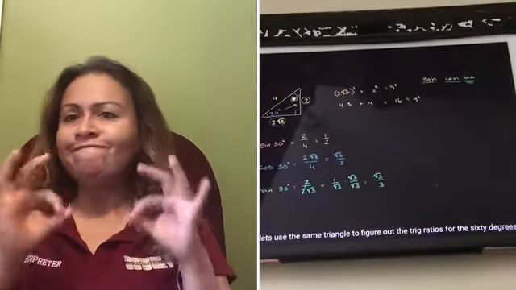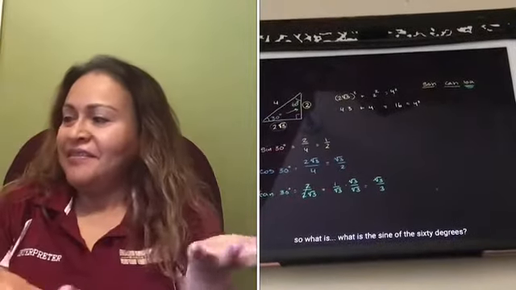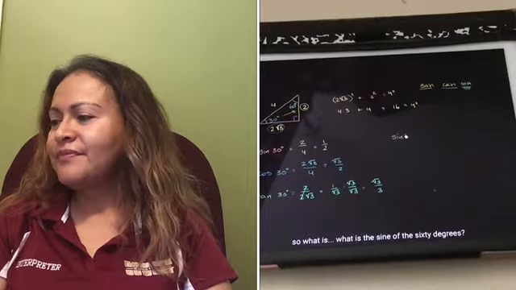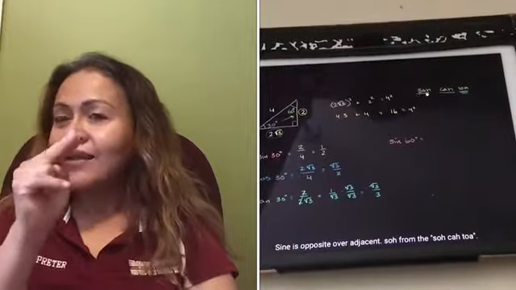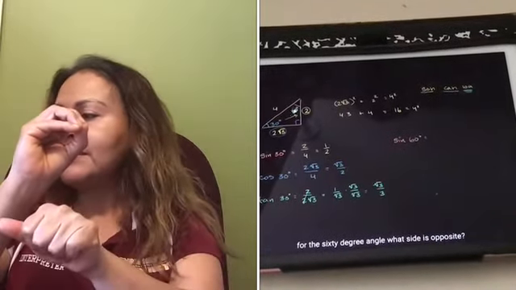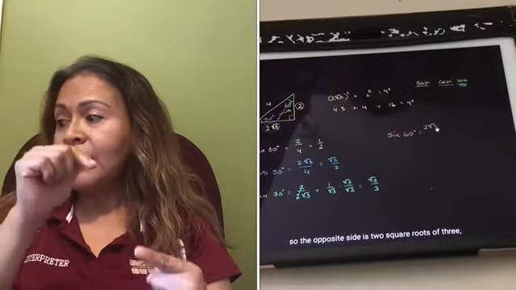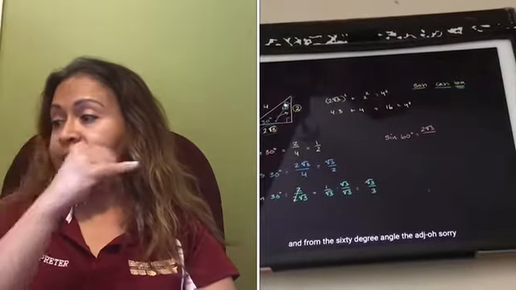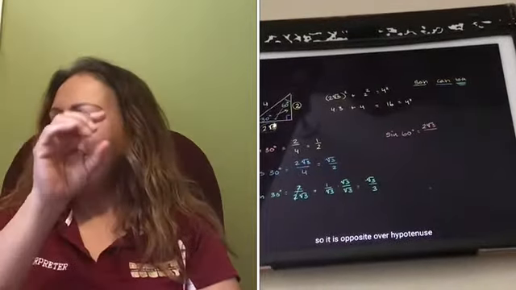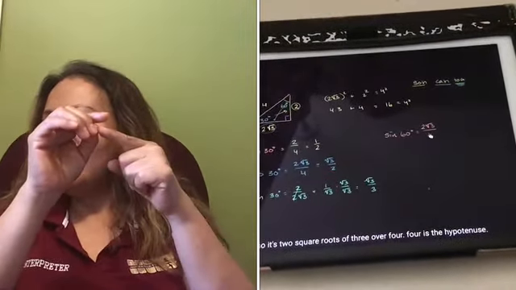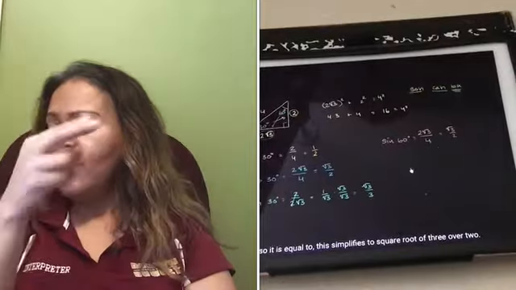Fair enough. Now let's use the same triangle to figure out the trig ratios for the 60 degrees, since we've already drawn it. So what is the sine of 60 degrees? I think you're hopefully getting the hang of it now. Sine is opposite over hypotenuse. So, from the SOHCAHTOA, for the 60-degree angle, what side is opposite? Well, it opens out into the 2 square roots of 3. So the opposite side is 2 square roots of 3. Don't want to confuse you. So it's 2 square roots of 3 over 4. 4 is the hypotenuse. So this simplifies to square root of 3 over 2.